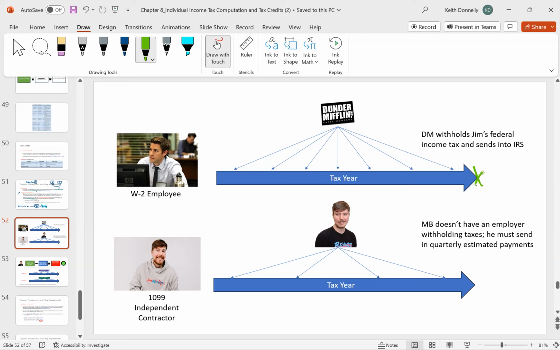Okay, so here's the high level summary. The IRS doesn't say wait until the end of the year to pay your taxes. We want the money throughout. So if you're an employee, you're going to have your employer put it in. If you're self-employed, you need to send in quarterly estimated payments.